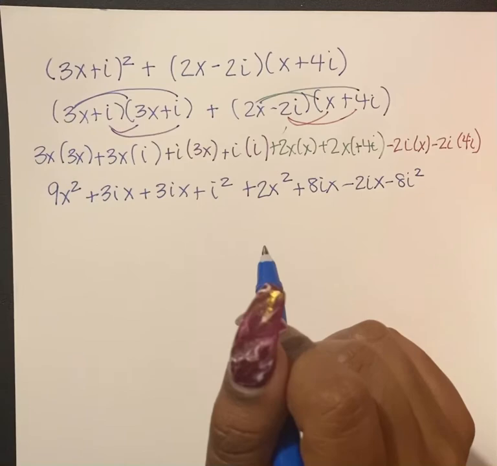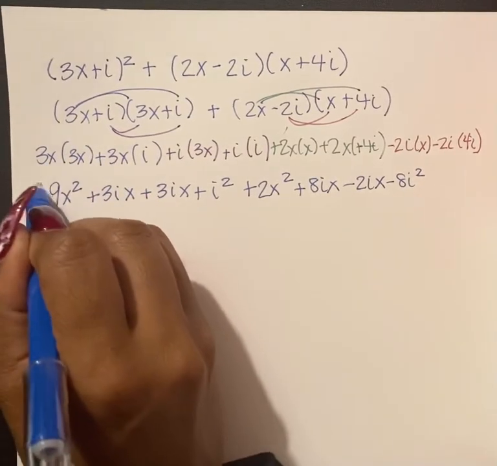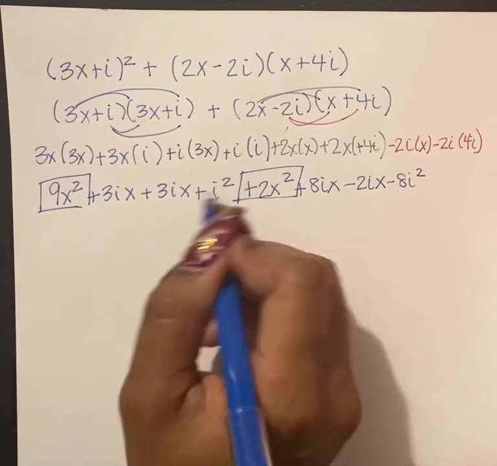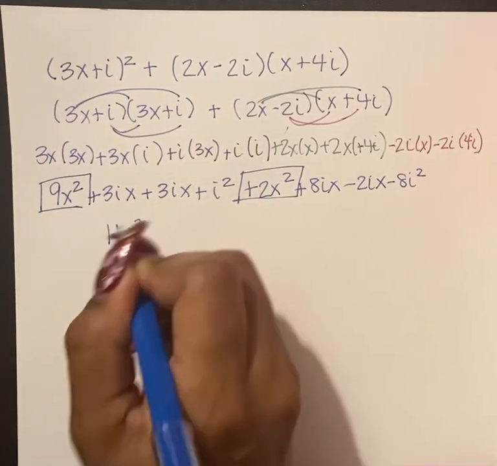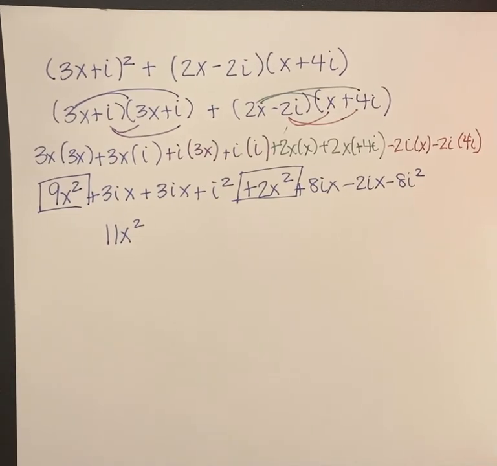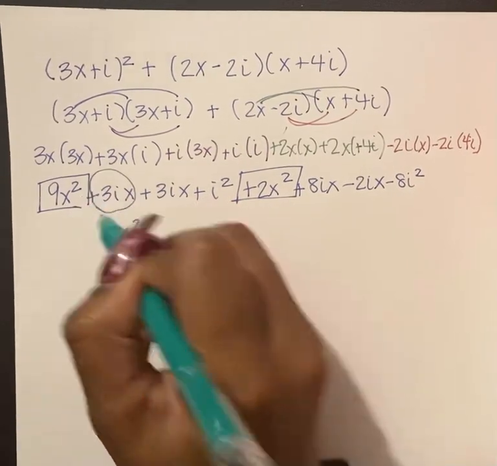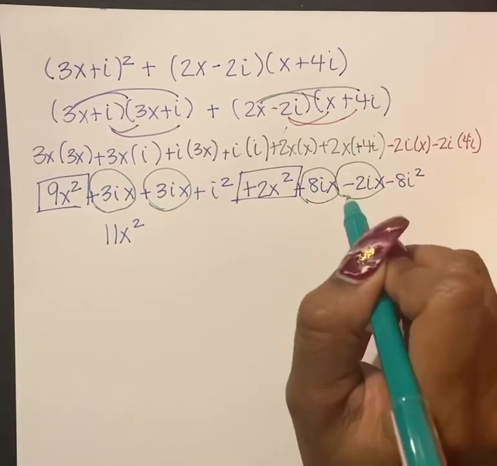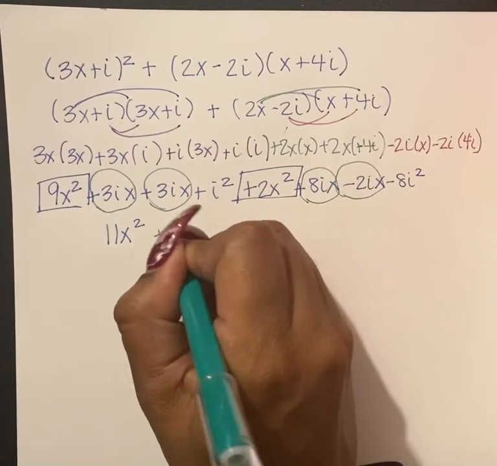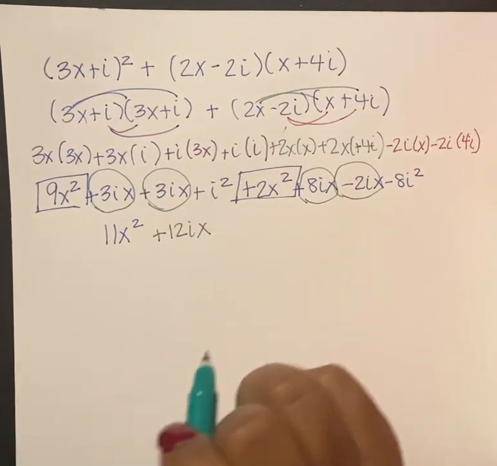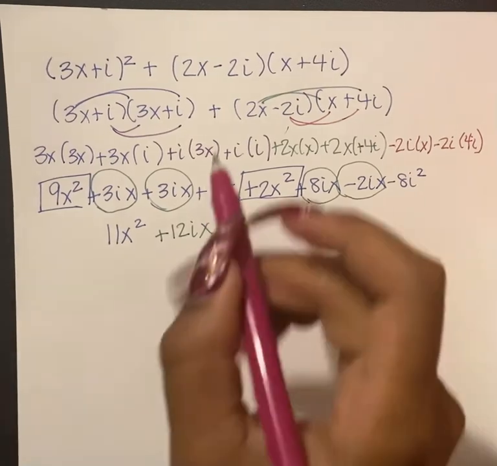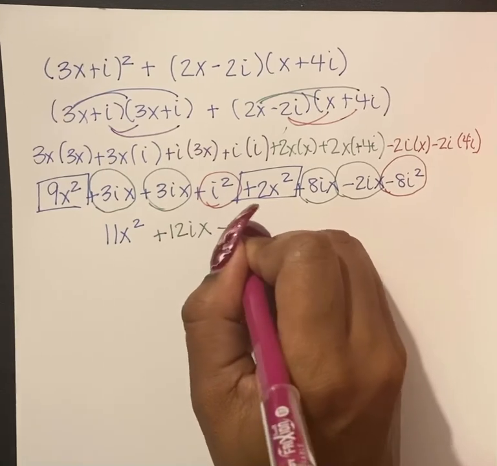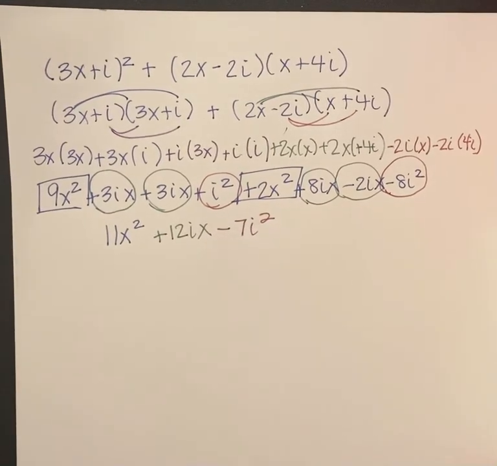I'm going to combine my like terms, so I'm going to start with my x squareds. So I have 9x squared and 2x squared, and 9 and 2 give me 11x squared. I'm going to try and use a different color and do my ix's. So 3ix, 3ix, 8ix, and negative 2ix gives me a positive 12ix. And then last but not least are my i squareds. So I have a positive i squared and a negative 8i squared, so it gives me negative 7i squared.